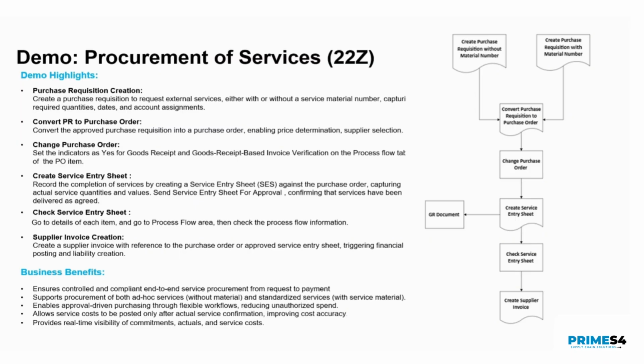Now, let's look at the highlights of today's demo. We will start by creating a purchase requisition for services, first without a material number and then with a service material number. Next, we will convert the purchase requisition into a purchase order. In the purchase order, we will enable goods receipt and GR-based invoice verification. After the service is completed, we will create a service entry sheet to confirm the service execution. The service entry sheet will be submitted for approval, and once approved, we will create the supplier invoice and the system will post the financial liabilities.